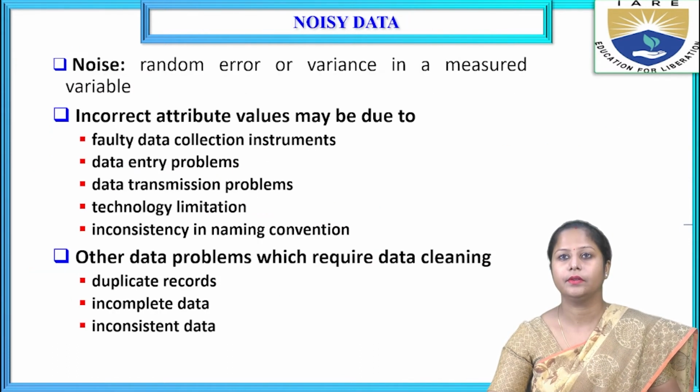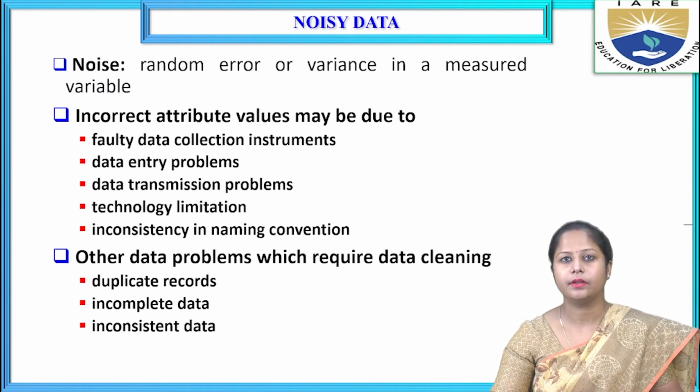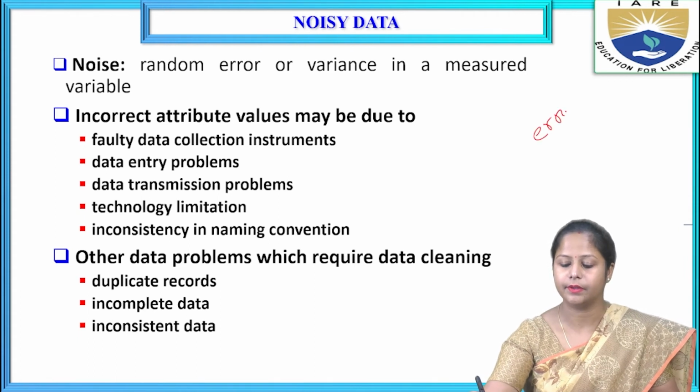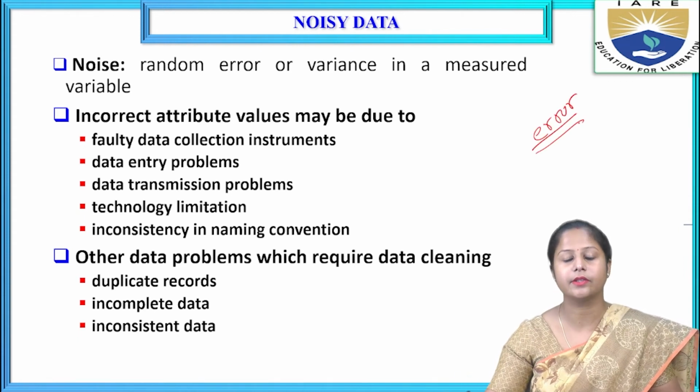Noisy data. So what is noisy data? What is noise actually? Noise is nothing but random error, a variance in a measured variable. That is nothing but random error. Random, that the error comes randomly, that is called noise.